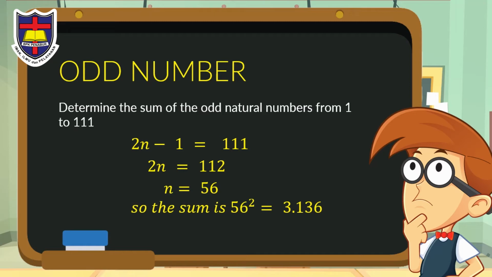And after that, we can use the formula for the sum. The sum of the odd natural numbers is n squared. n is 56. So 56 squared equals 3136.